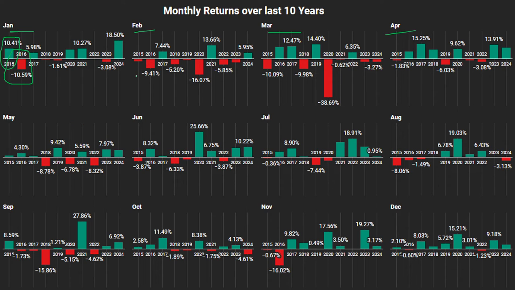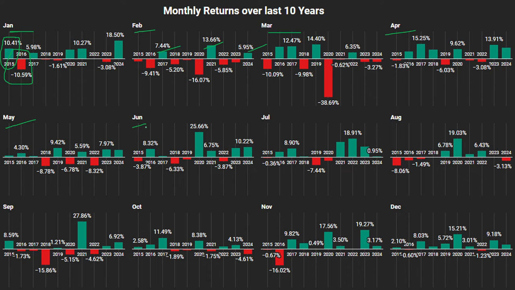But in February, only 3 times February gave positive returns, in 2017, 2021, and 2024. 7 years it gave negative returns. So I would say February is not a good month historically for the sector. In March, 4 positive and 6 negative. April, 6 positive and 4 negative. May is a better month for the sector with 7 years it gave positive returns as compared to 3 negative.